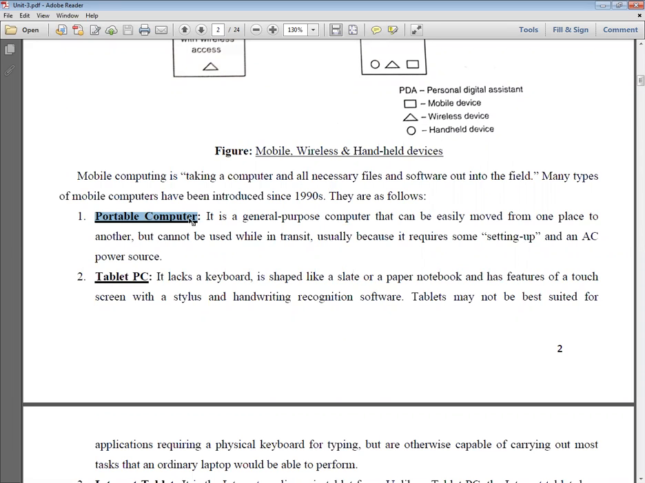See, the disadvantage. As we discussed, the advantage of this tablet PC is that it is going to have the touch screen. But the disadvantage is, since this particular tablet PC does not have a keyboard, it will be very difficult if you are going to type anything.